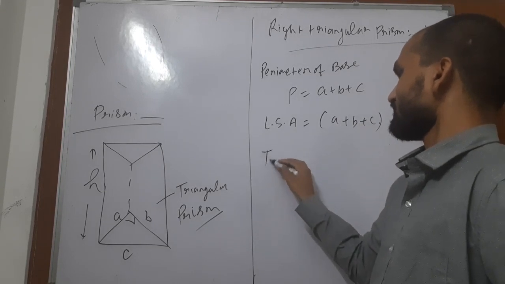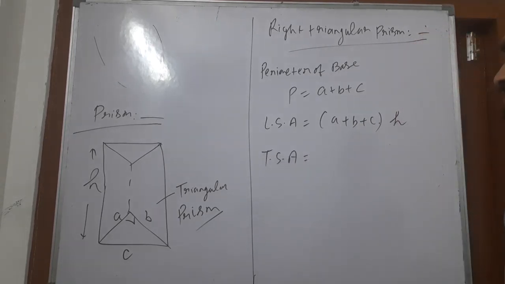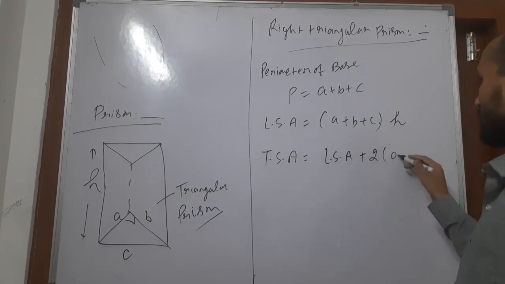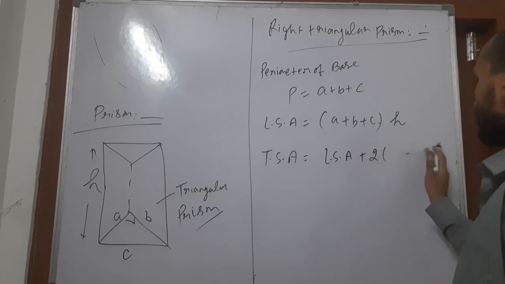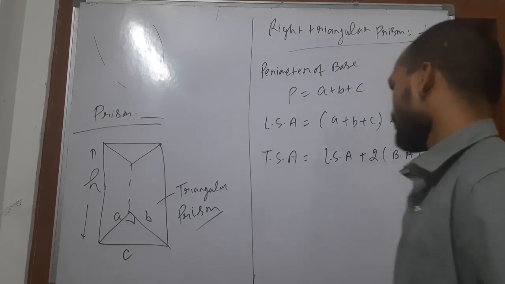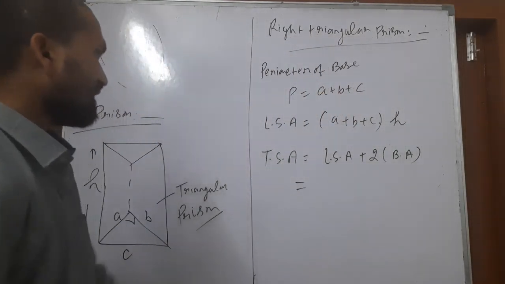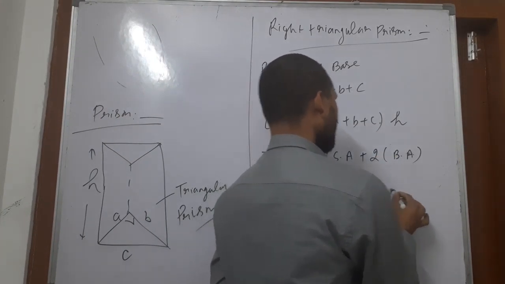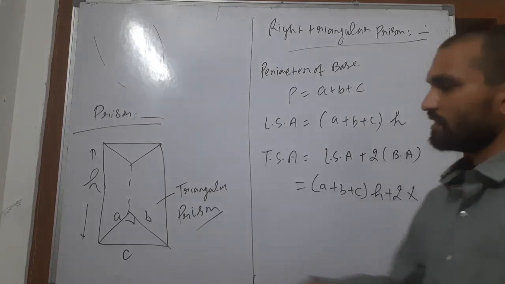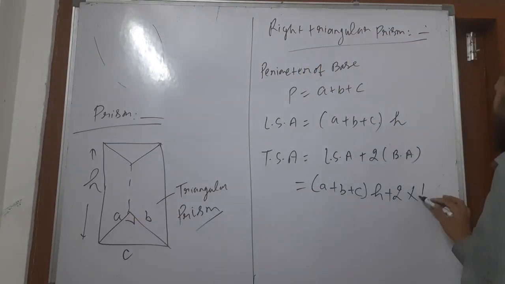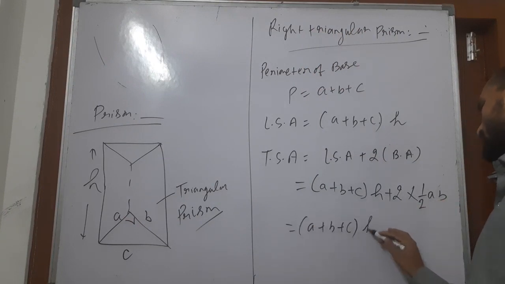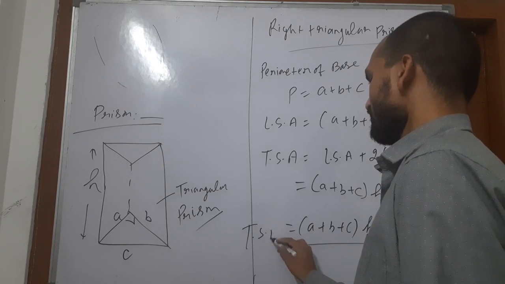Now we should discuss TSA. TSA means total surface area. That will be LSA plus 2 into base area. So what is LSA? LSA we have written here. This is A plus B plus C into H plus 2 into base area. What is base area? That will be 1 by 2 base into height. So it will be 1 by 2 AB. Now in this, the 2 will be cancelled out here. So it will be AB. This is the TSA of prism.